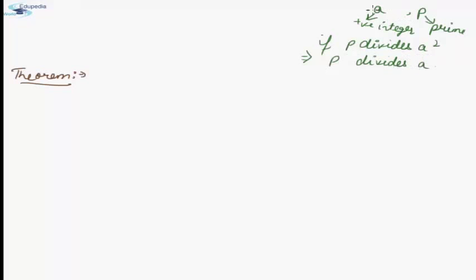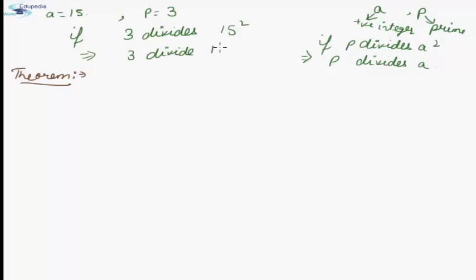That is, if you have a number, say A as 15, and another number, say 3 be P, then according to our theorem, if 3 divides 15 square, then 3 will also divide A, that is 15.